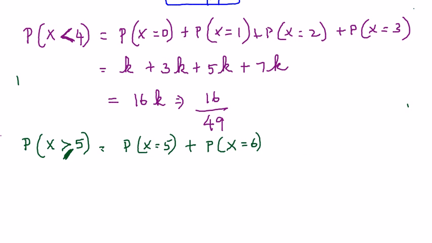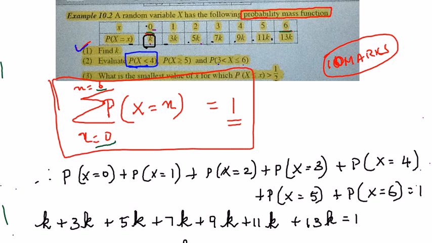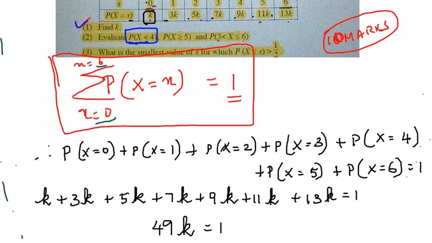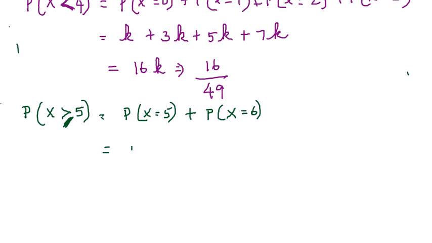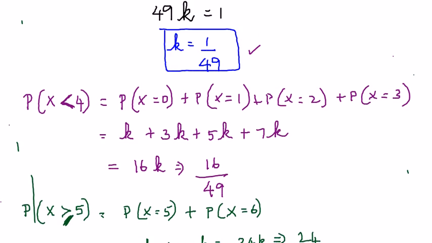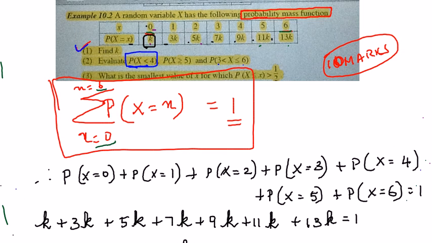So what is the value of p of x equal to 5? P of x equal to 5 is 11k and 6 is 13k. So this is nothing but 11k plus 13k, which is equal to 24k, and you know that k is equal to 1 by 49. So this becomes 24 by 49. The third thing they are asking us to find out is p of x in between 3 and 6. Okay, let's write it down.